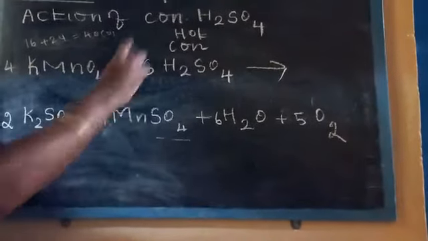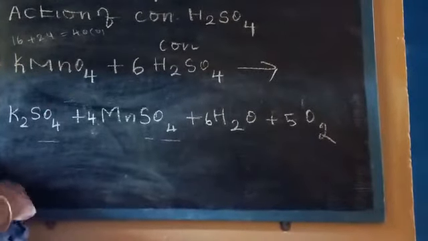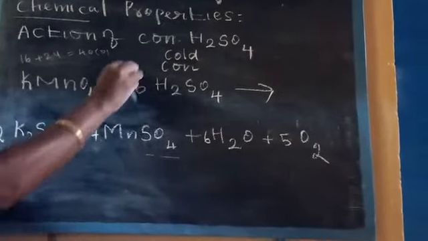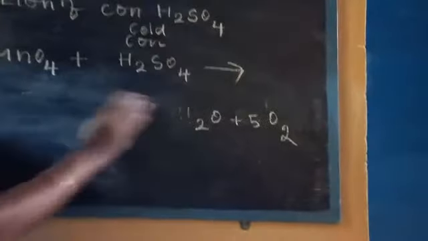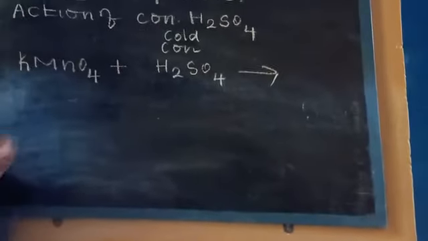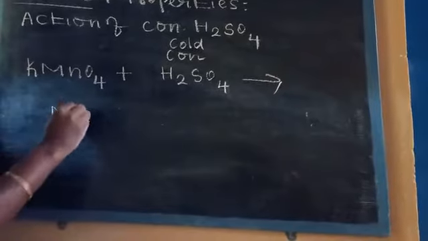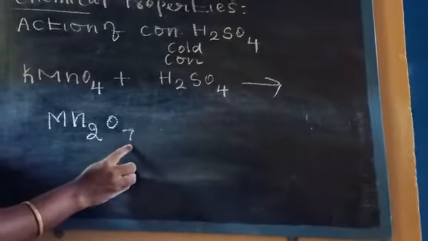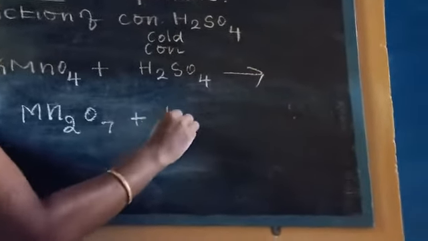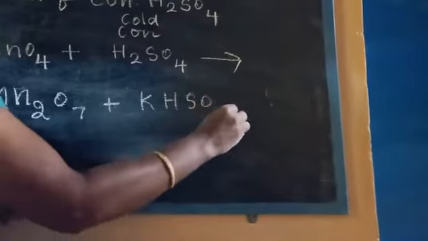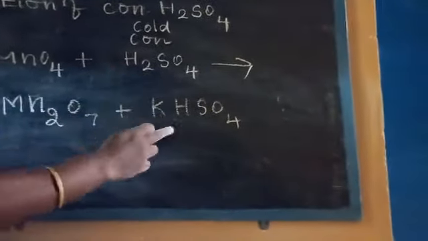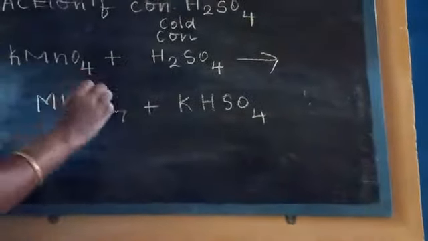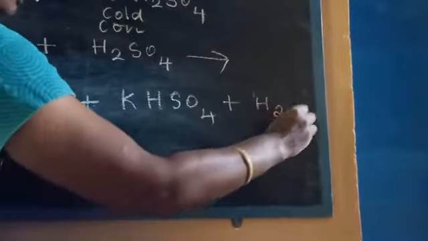Next is the cold condition. What about the products? It gives Mn2O7, manganese heptoxide, plus KHSO4, potassium bisulfate or potassium hydrogen sulfate, and next hydrogen and oxygen, the water molecule.